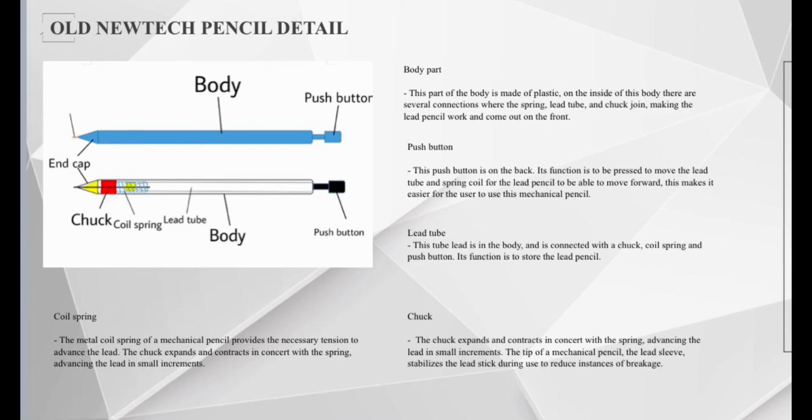Third, push button. This push button is on the back. Its function is to be pressed to move the lead tube and spring coil for the lead pencil to be able to move forward. This makes it easier for the user to use this mechanical pencil.